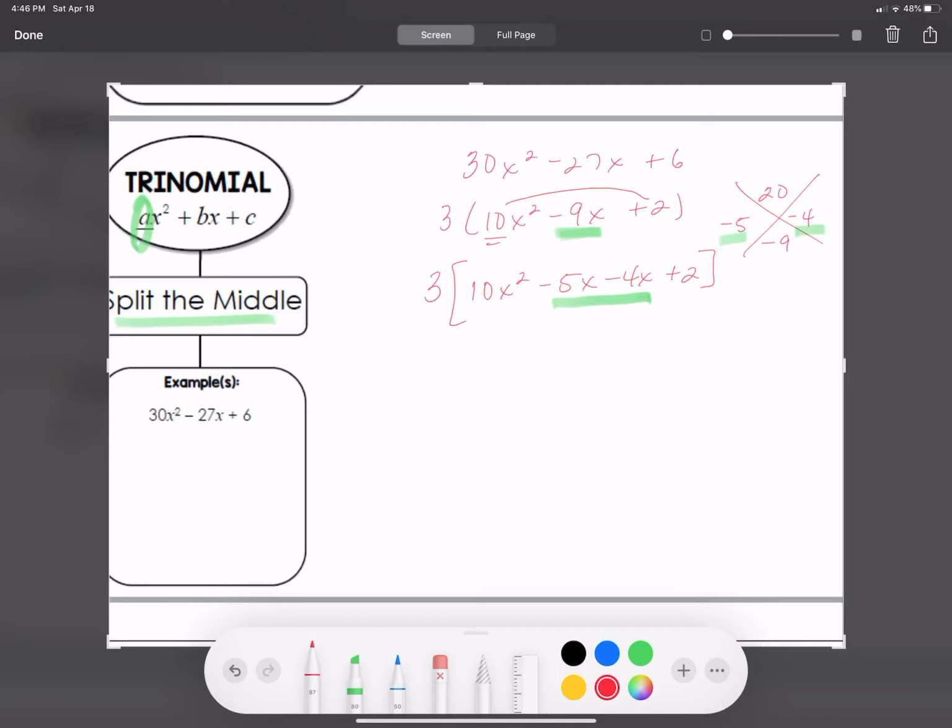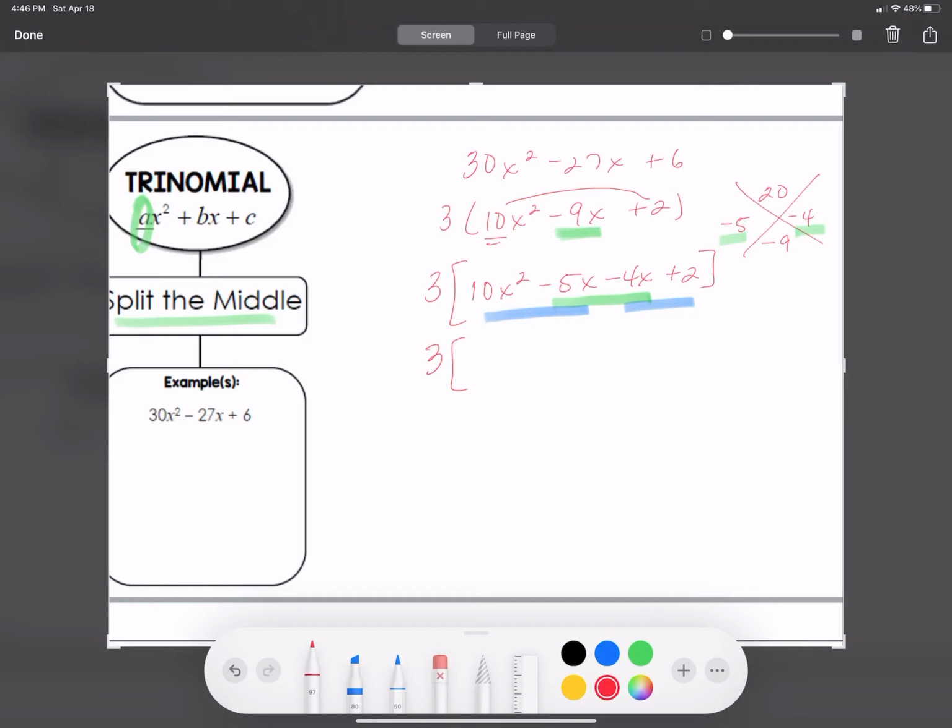Now I have 4 terms in these brackets. So I'm going to factor that just like the slide before. I'm going to factor by grouping. So I first want to look at the first 2 terms, pull out the GCF. Then I look at the last 2 terms and pull out the GCF. So I still have that 3 outside.